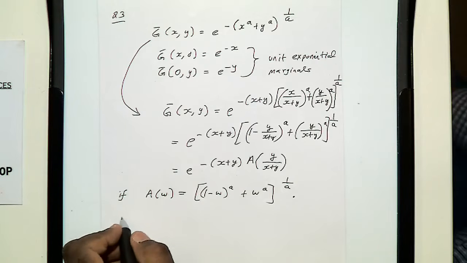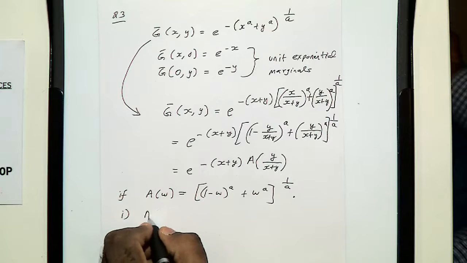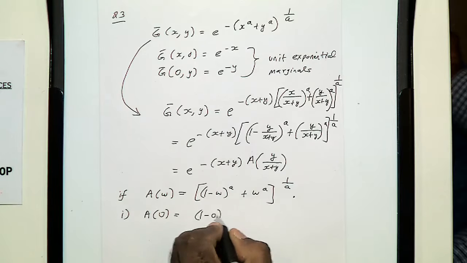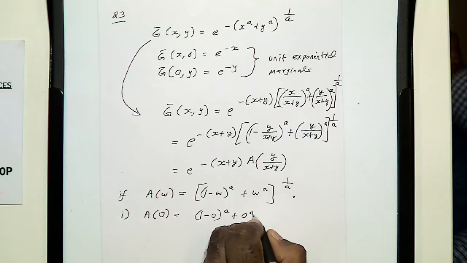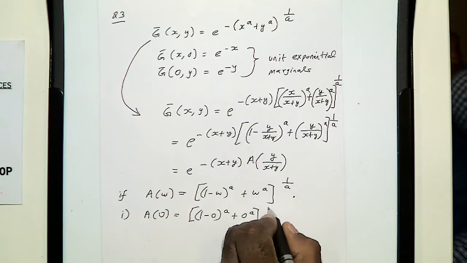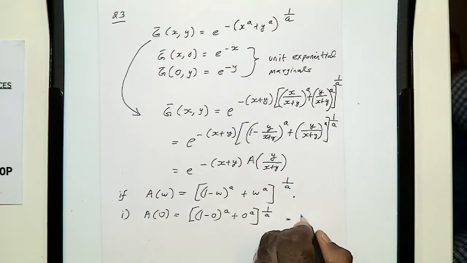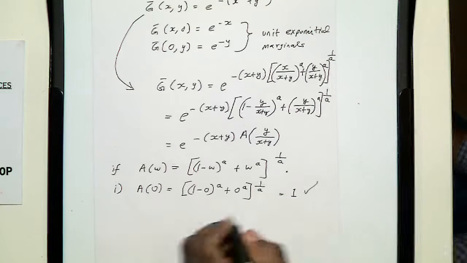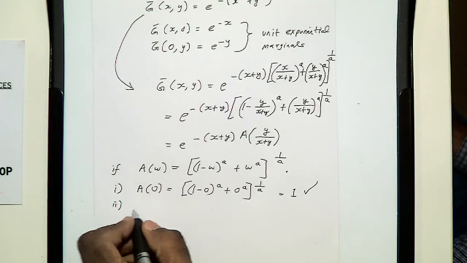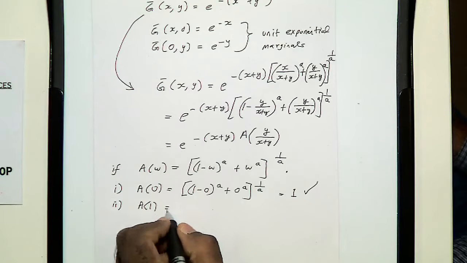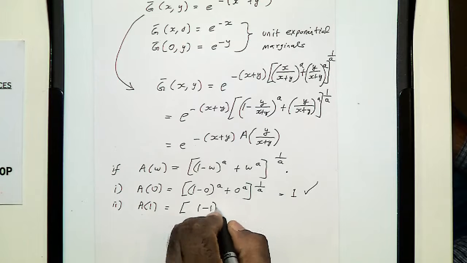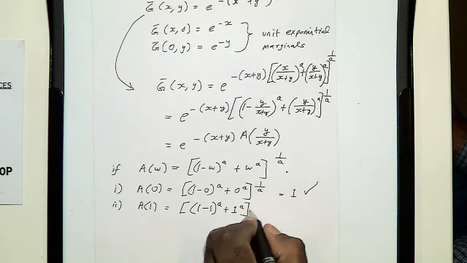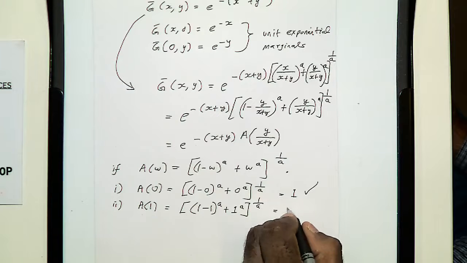Now let's check the four conditions. The first condition is A at 0. A at 0 is (1 minus 0) to the power A plus 0 to the power A, and this is clearly equal to 1. Okay, so condition 1 is satisfied. Condition 2 is A at 1, which is (1 minus 1) to the power A plus 1 to the power A, and this is also equal to 1.